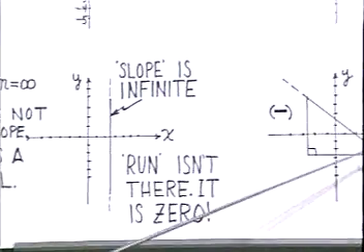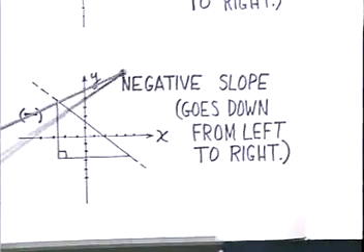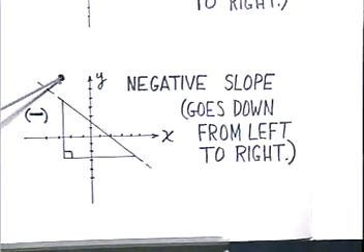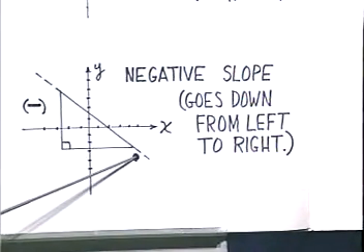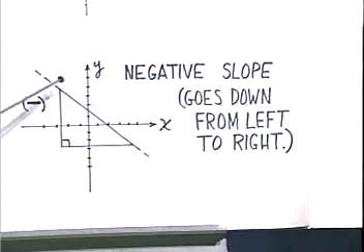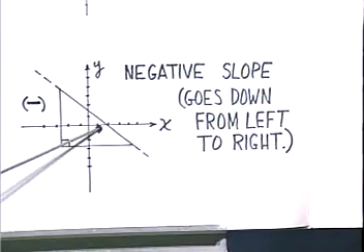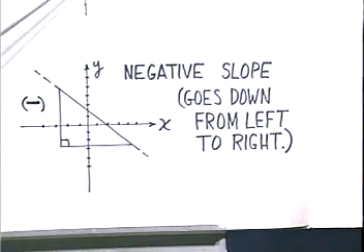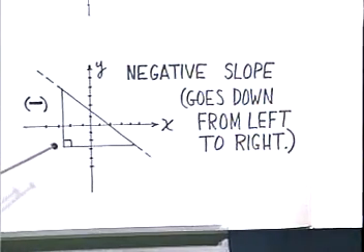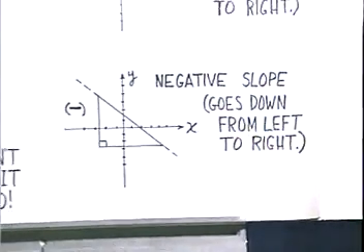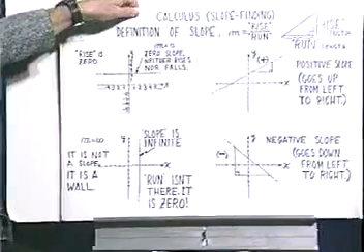And then the last case is this one here. From left to right, the line is going downward, so it is a negative slope. All cases of lines fall between these cases here. Okay? Let's go on to the next.